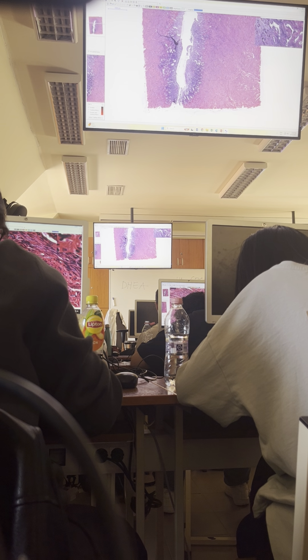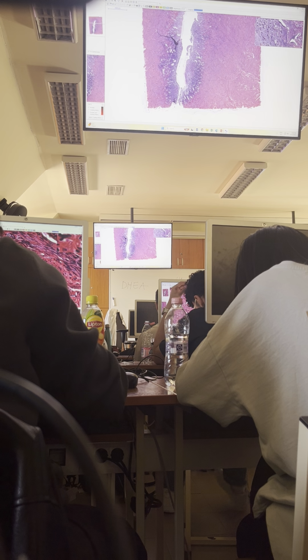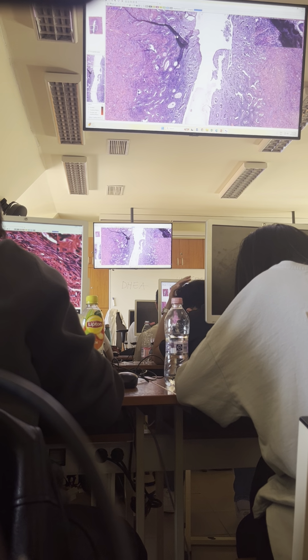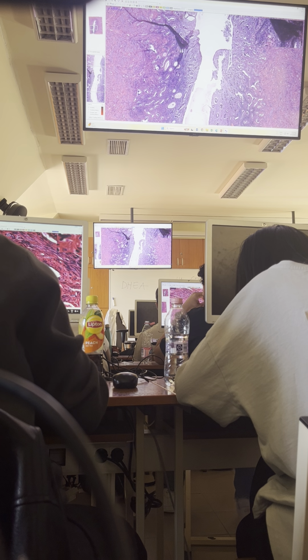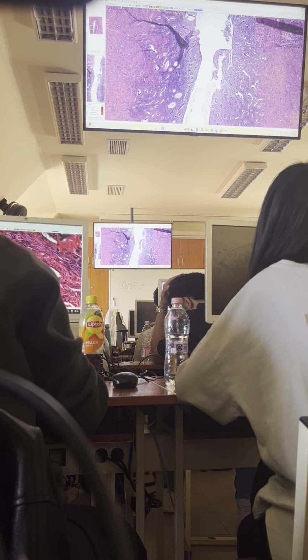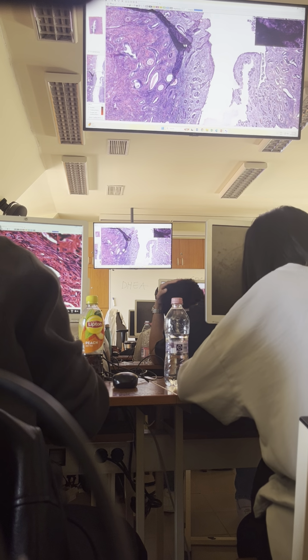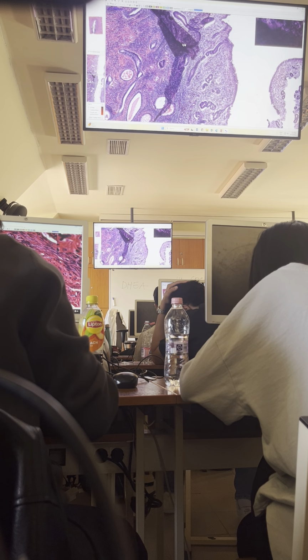Now, this black thing is a complete artifact, so don't ask what it is, I have no idea. It is just some dirt.